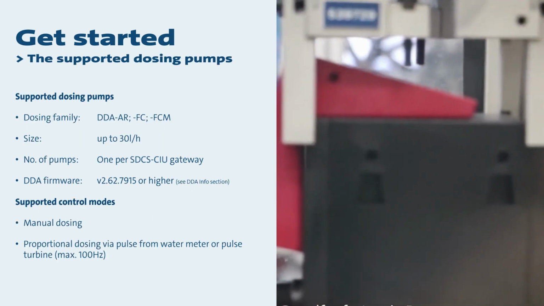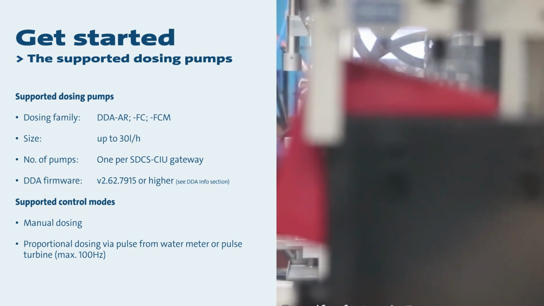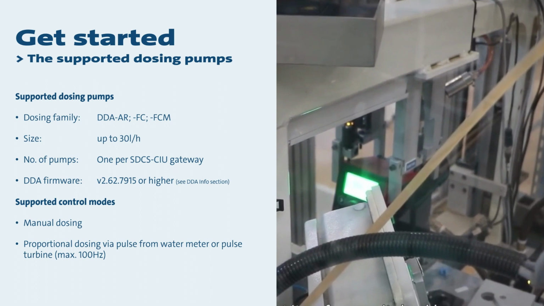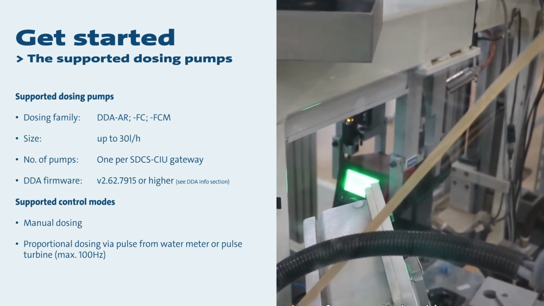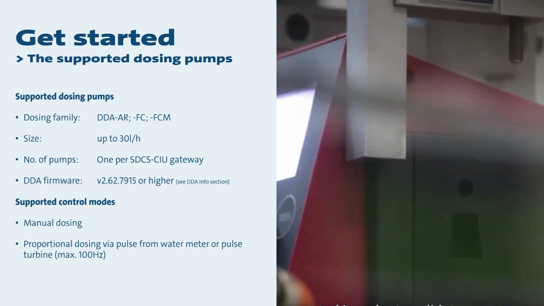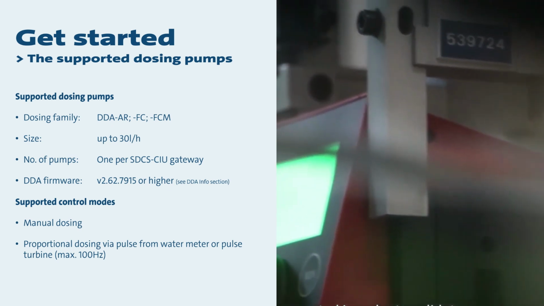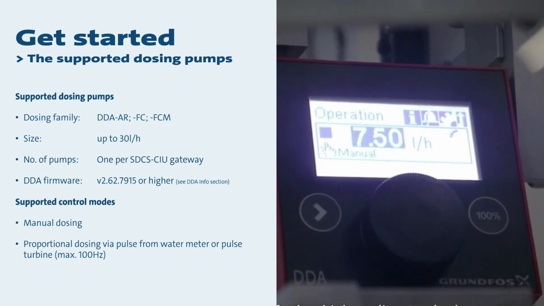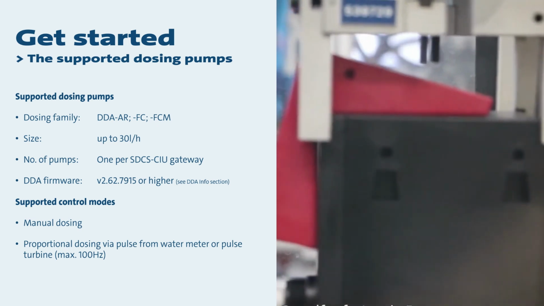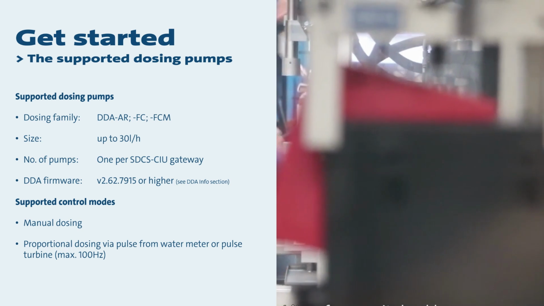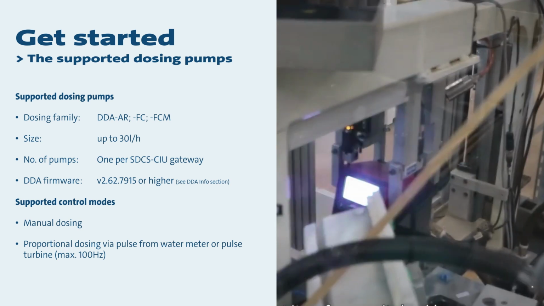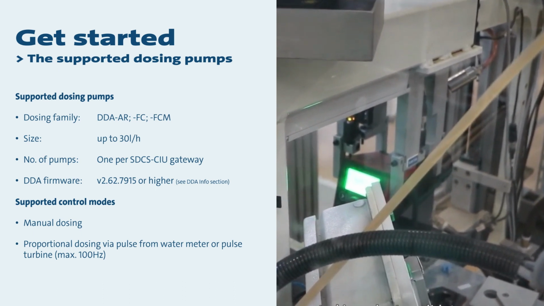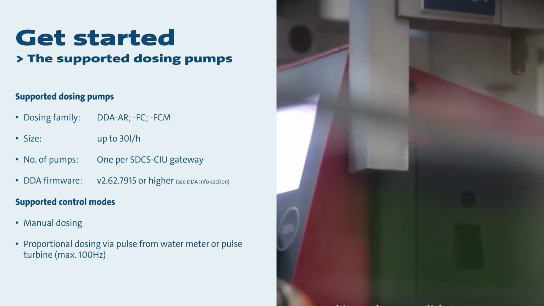Smart Digital CHEMPAIRING Suite 3.0 supports 1 DDA dosing pump per gateway with the control variants AR, FC, and FCM with a dosing capacity of up to 30 liters per hour. The DDA dosing pumps can be used with firmware version v2.62.7915 or higher. The DDA software version can be found in the dosing pump information area. Version 3.0 supports manual operating mode and proportional dosing with a water meter or a flow turbine.